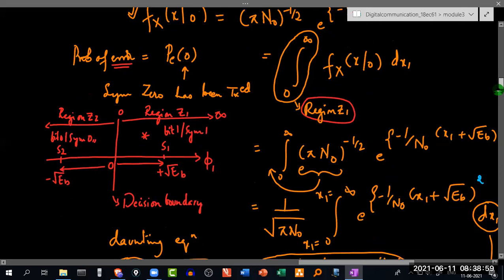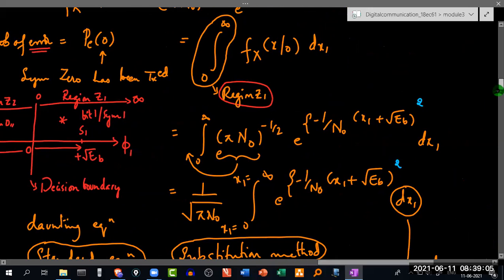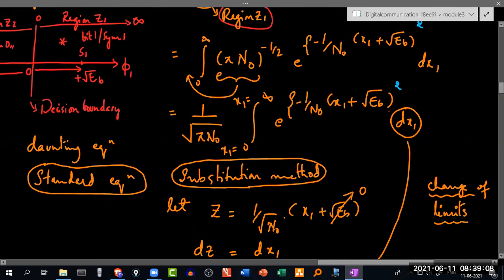And over here, let's substitute our conditional PDF equation. This looks like a daunting equation because we have to integrate an exponential function associated with a very large power value. So just in order to simplify this daunting integral, let me make use of the substitution method, and let's assume the term in the power part is equal to z.